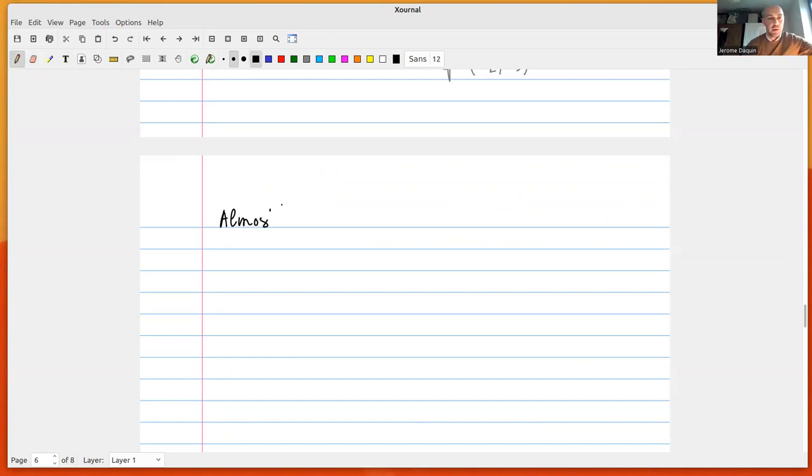Is that clear for everyone? It's a bit tricky to explain live, but do you get the message here? Yes, no? You want me to repeat? No, it's very clear. Okay, great. So almost surely chi converges towards the largest eigenvalue.